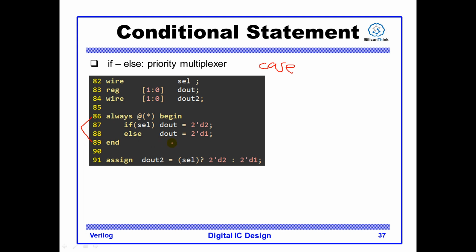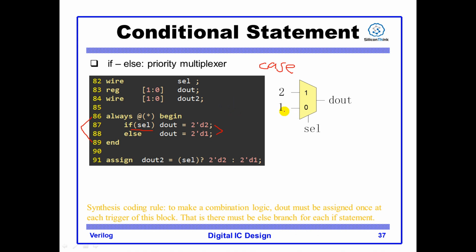Yeah, the function is simple. It will select different values and assign them to the out according to the value of select. Yes, this perfectly matches the function of a mux in our digital circuit. So the block diagram is something like that. This is a mux. When sel is 1, it will mux this value to the out. When it's 0, it will mux this value to the out.